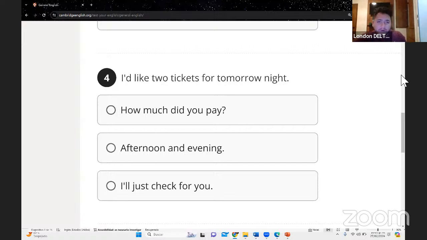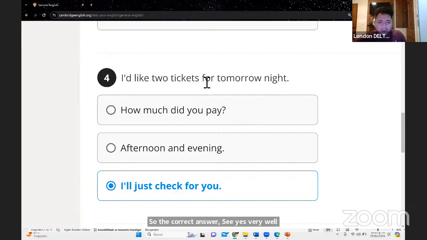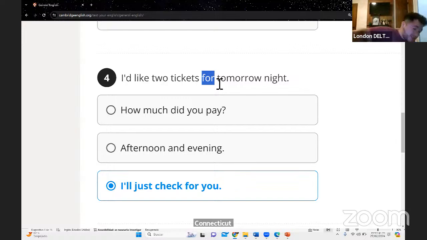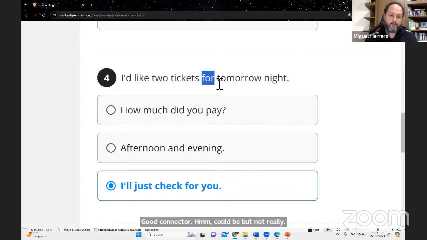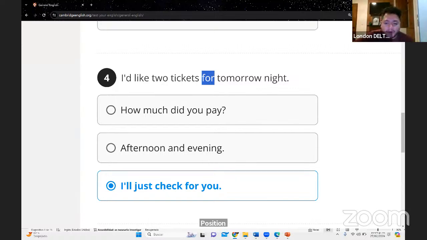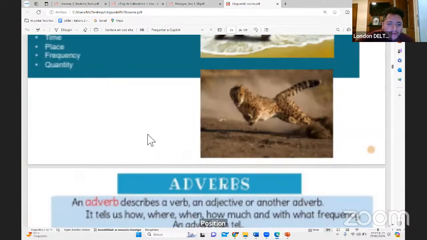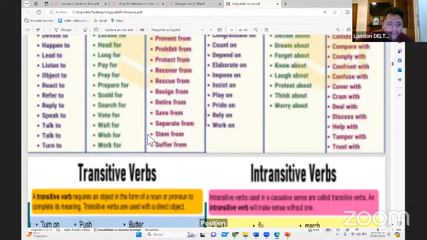So the correct answer, a ver qué pusieron. Sí, yes, very well. Let's see, what is for? ¿Qué creen que sea for? Connector. Connector. Could be, but not really. Preposition. Exactly, it's a preposition.